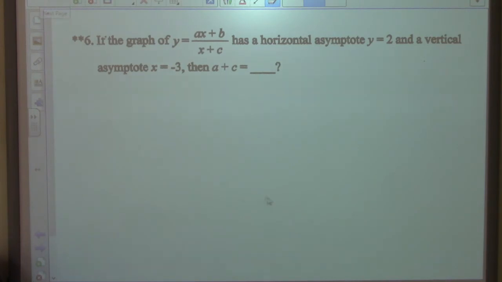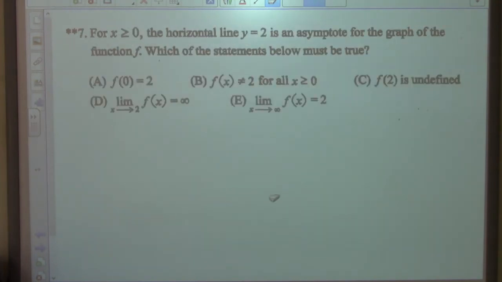And so now, what we're going to be doing here, just number 7: for x greater than or equal to 0, again another AP problem. The horizontal line y equals 2 is an asymptote for the graph of the function f. Which of the statements below must be true? This goes back to the definition of what a horizontal asymptote is. If you have trouble with this, you can go to the note card and figure this out, I hope.